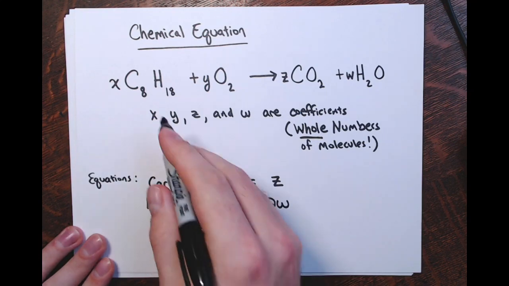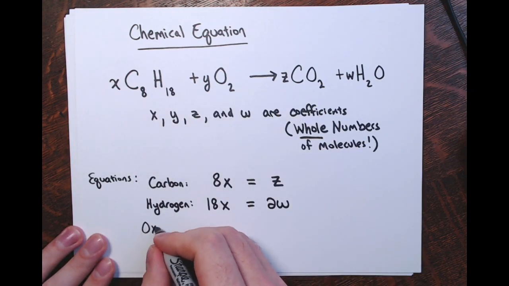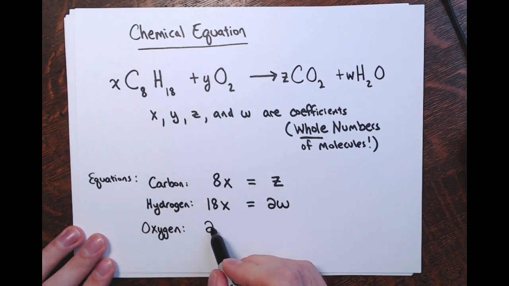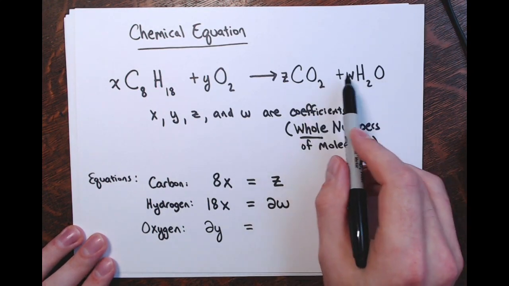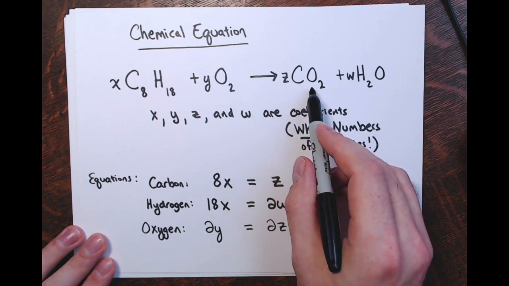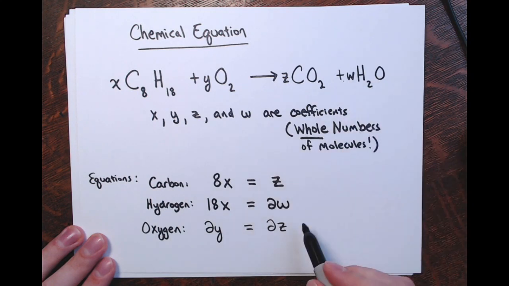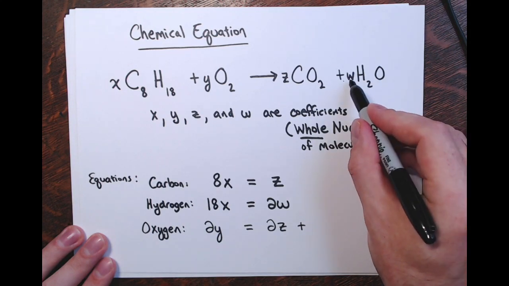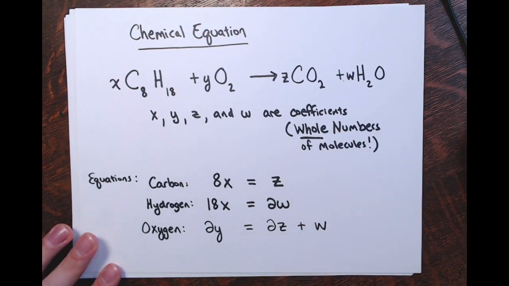And finally, the only other atom that shows up here is oxygen. There are 2 times Y and nothing else. There are no other molecules with oxygen on the left, so 2 times Y atoms of oxygen on the left. And oxygen shows up in both of these on the right. So there's 2 times Z oxygen atoms from these carbon dioxide molecules, plus just W. There's only 1 oxygen atom in each molecule of water times the W molecules. So there's 2Z plus W oxygen atoms on the right, and I want them to be equal.